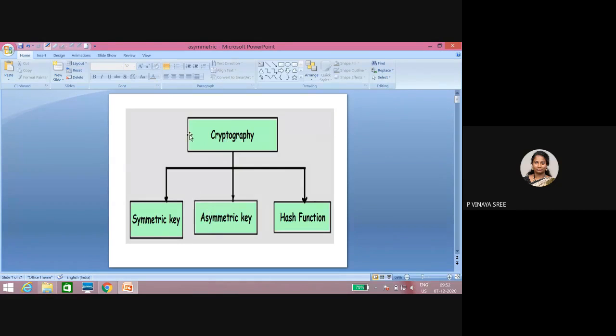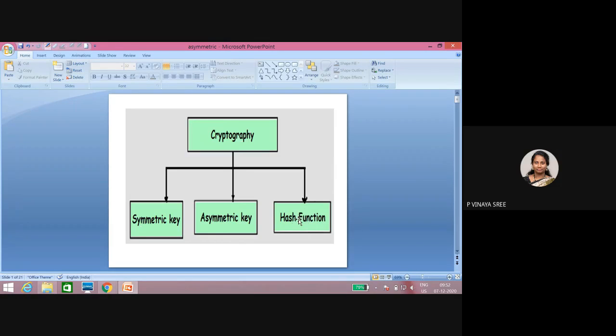So now let me start with cryptography. In cryptography, we already completed symmetric key. Symmetric key is where the same key is used between a sender and the receiver. Whereas coming to asymmetric key, two keys are used for encryption and decryption, which I will explain in detail, and hash function.